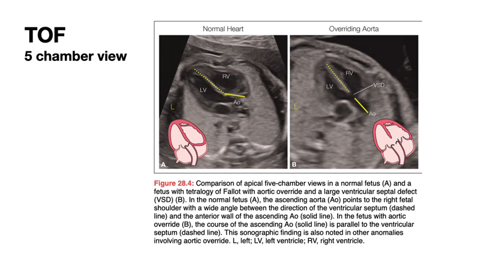Just another couple things to look at here. We've got the septo-aortic angle intact on the left, and over on the right, we have an overriding aorta and a parallel aorta and septum.